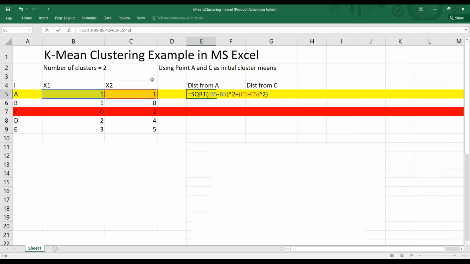That distance will be 0, 0 because we are calculating the distance of A from the point A. So the distance in y coordinate and x coordinate both will be 0. That is why this distance is 0.